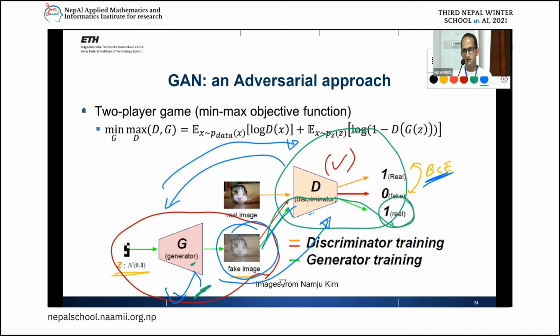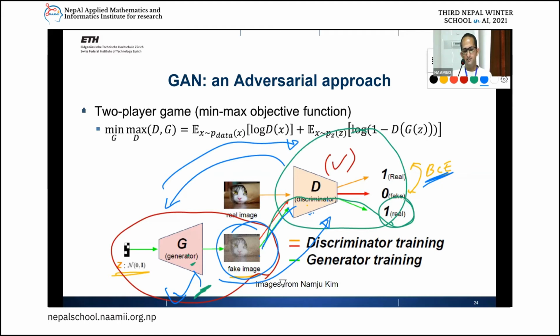So one gets trained to fool the other. The generator gets trained to fool the discriminator, and the discriminator is trained to catch the generator. It's like one is fooling and one is trying to catch. And that's the game of the adversary that takes place.